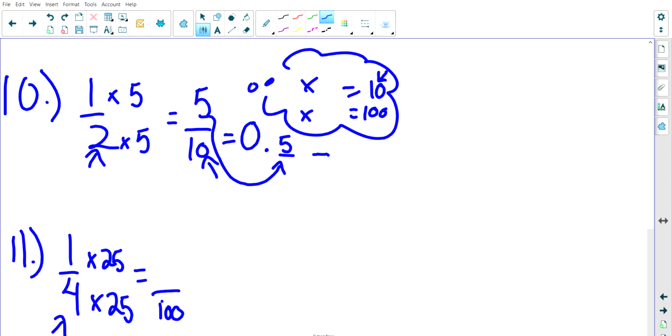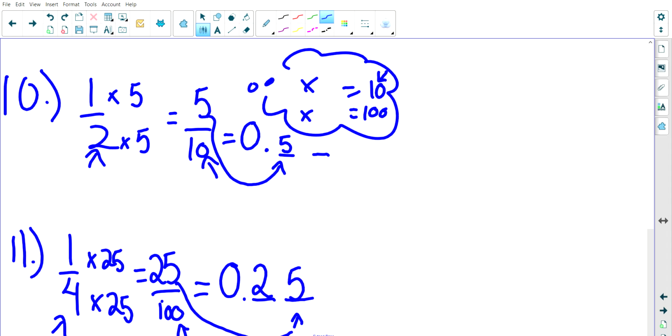1 times 25 is 25. 4 times 25 is 100. Now I can very easily write this as a decimal. I have no wholes, so I write a 0, then a decimal point. I have to decide where to write that 25. I see that I am working with hundredths, so I know that my last digit needs to be in the hundredths place. My last digit here is a 5, and I have a 2 to fill in the tenths place, 25 hundredths.